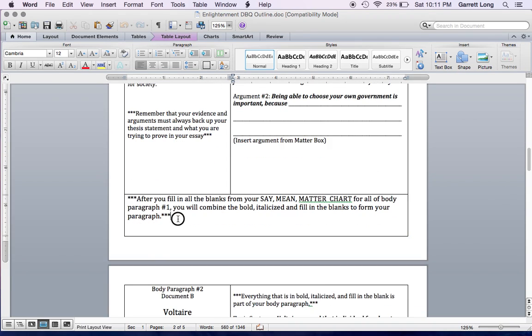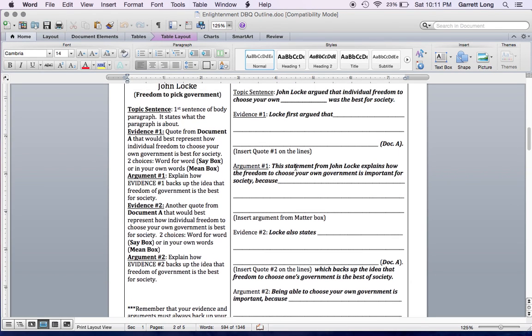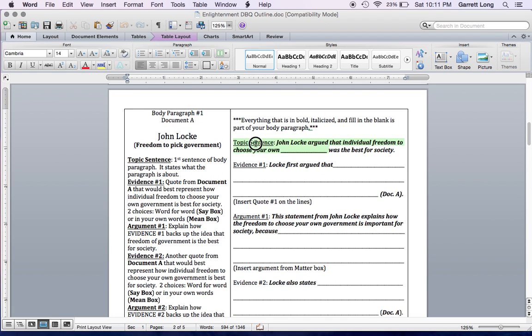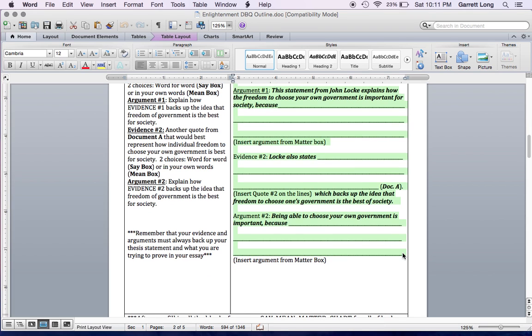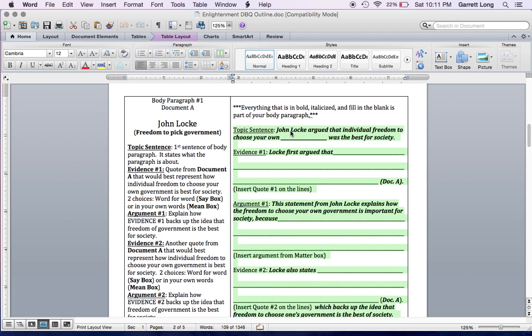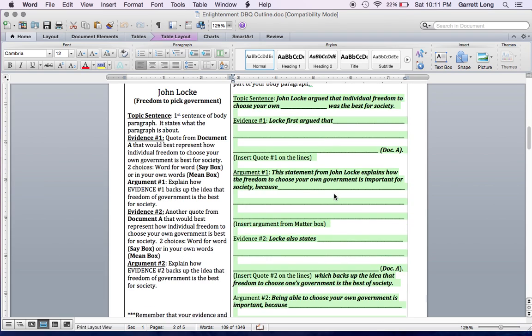So moving on, I want to take a look at this bottom part right here. After you fill in all the blanks from your Save Me Matter chart, for all of body paragraph number one, you will combine the bold and italicized and fill in the blanks to form your paragraphs. So guys, really quick, when this is all completely filled out, what I'm highlighting right here, everything that is in bold, everything that is italicized, and all of your fill in the blanks is your actual paragraph that you will write word for word in your essay.